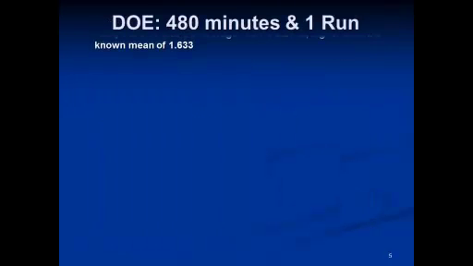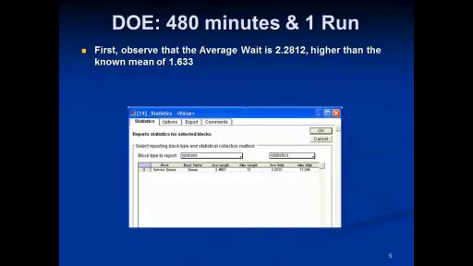I actually ran this model for 480 minutes. That's about a day's work in a bank or some other service for one run. What I found in this particular run, if I had done another run separate from this run, I would have gotten a different answer. But the wait time was 2.2812. I know from queuing theory, because for an M/M/1 queue I can calculate the waiting time analytically, that it turns out to be 1.633. And so there's a difference between the average wait produced by the simulation run and the known mean of 1.633.